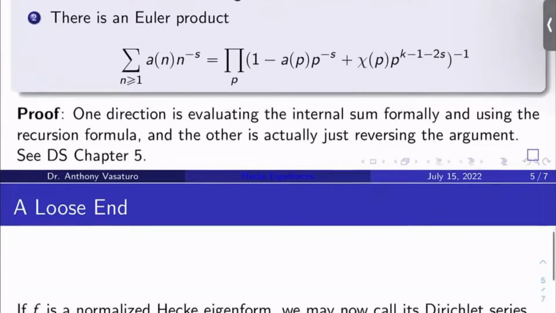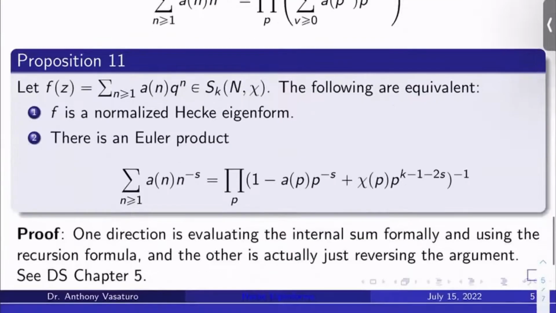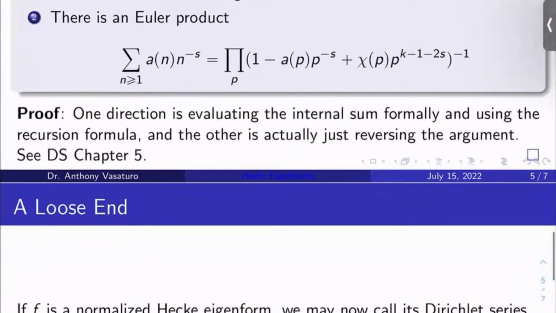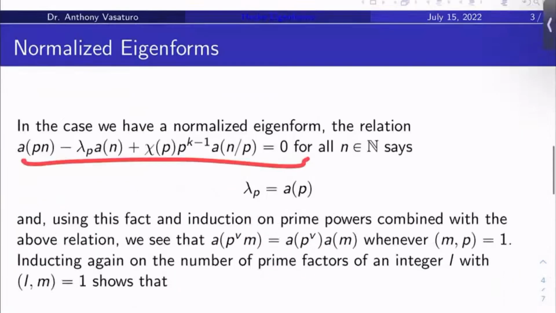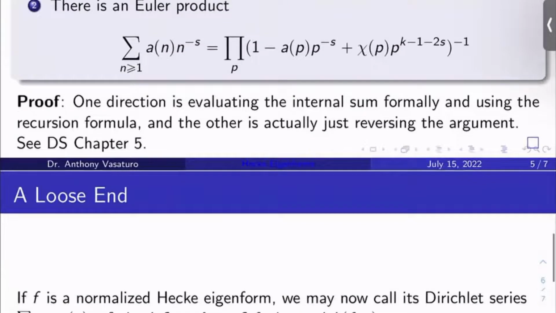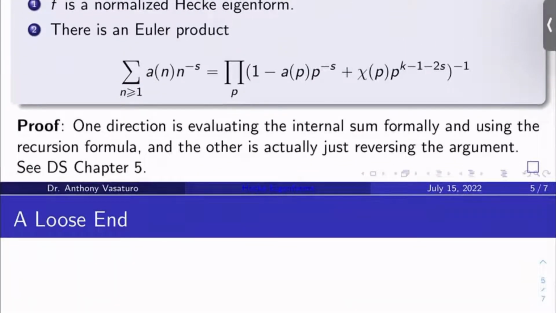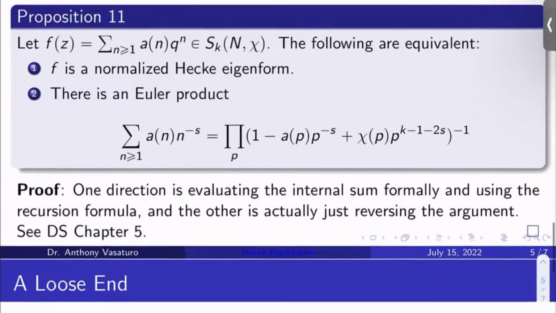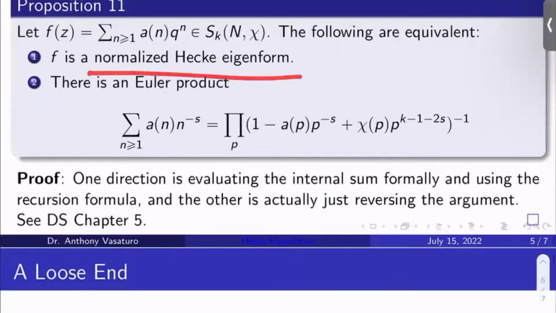Okay, so proof of this, one direction is just evaluating this internal sum formally, which can be done with standard power series arguments and using the recursion formula up here. And the other direction is actually just reversing the argument that we gave here. Okay, so I would see DS chapter 5 and CSS chapter 3 for more information on this, but actually having an Euler product characterizes being a normalized Hecke eigenform, which is a little bit surprising.